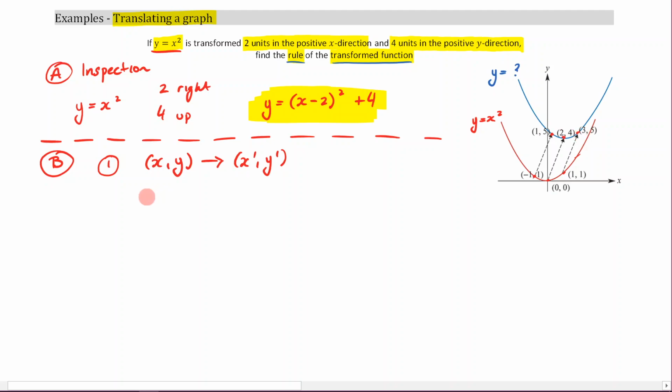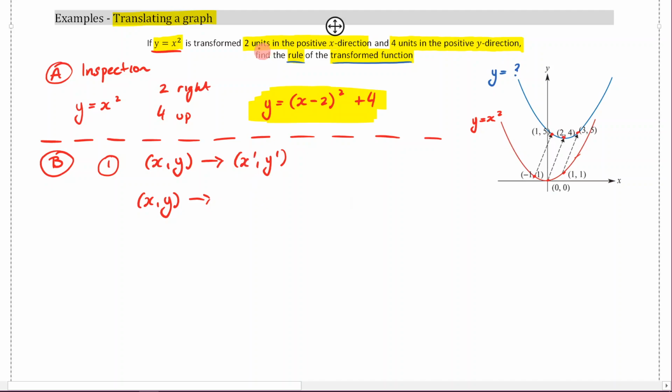Now, let's rewrite this again. xy is going to our new point. Let me try that again. What can we say about what x dash is going to be? Well, every point on my old graph is going to go 2 units in the positive x direction. So that means x dash is x plus 2.